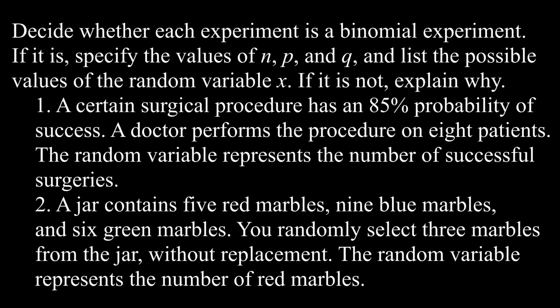Our two cases are that a certain surgical procedure has an 85% probability of success, and a doctor performs the procedure on 8 patients with the random variable representing the number of successes. In the second case, we have that a jar contains 5 red marbles, 9 blue marbles, and 6 green marbles. We select 3 from the jar without replacement, and the random variable represents the number of red marbles.